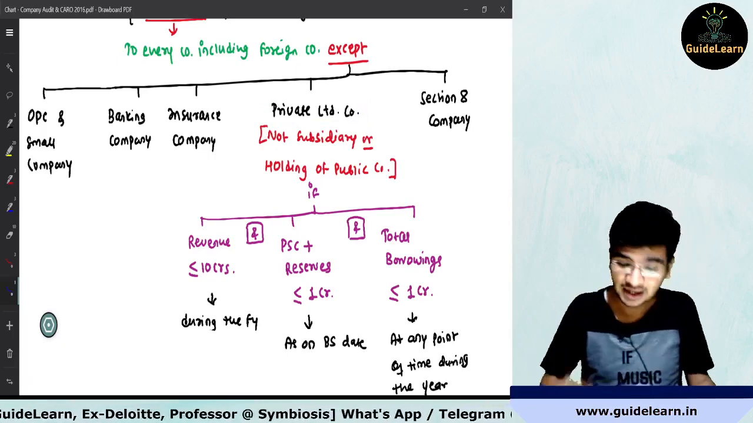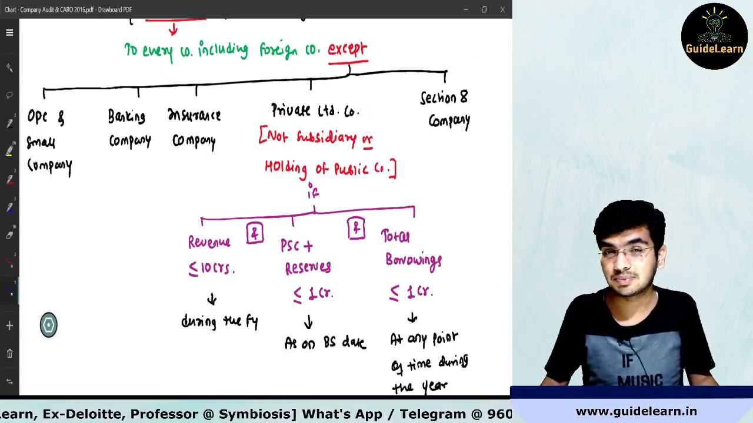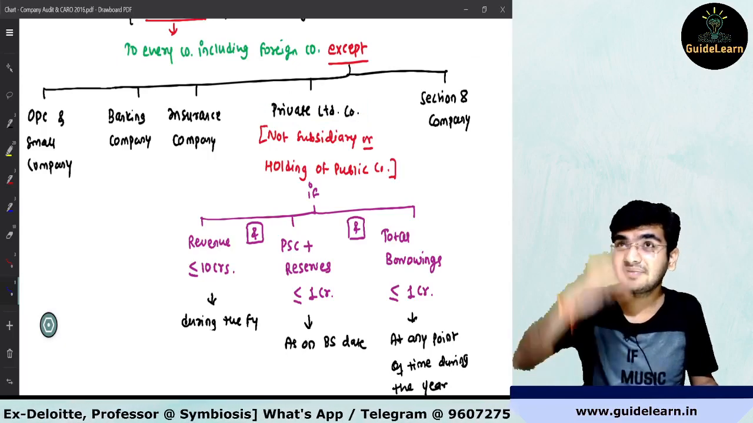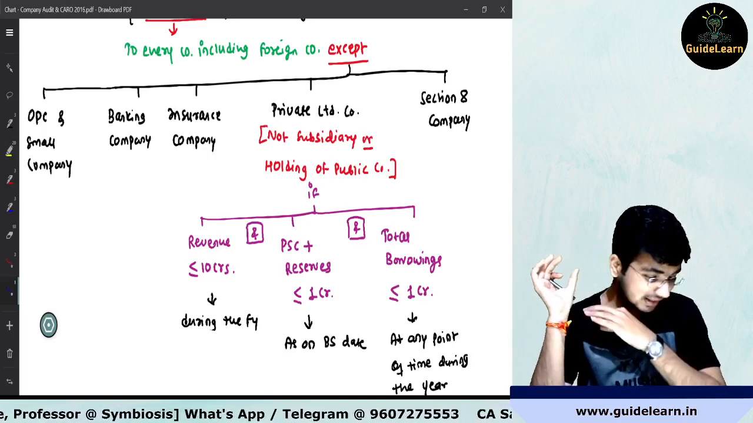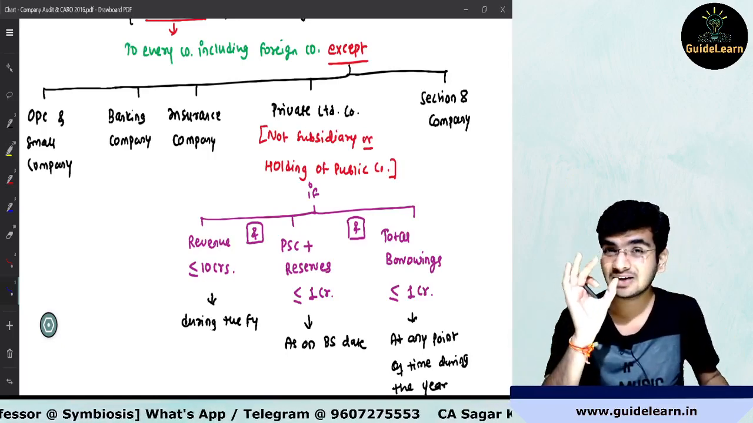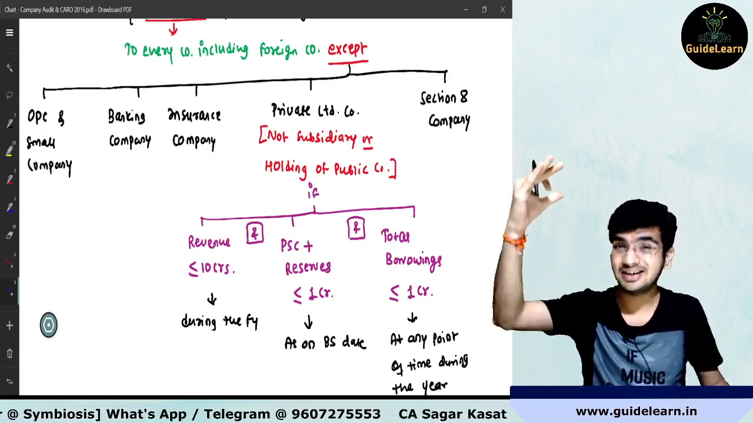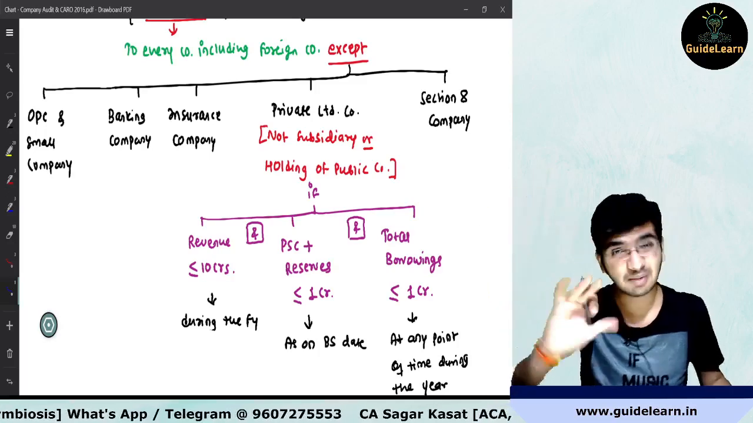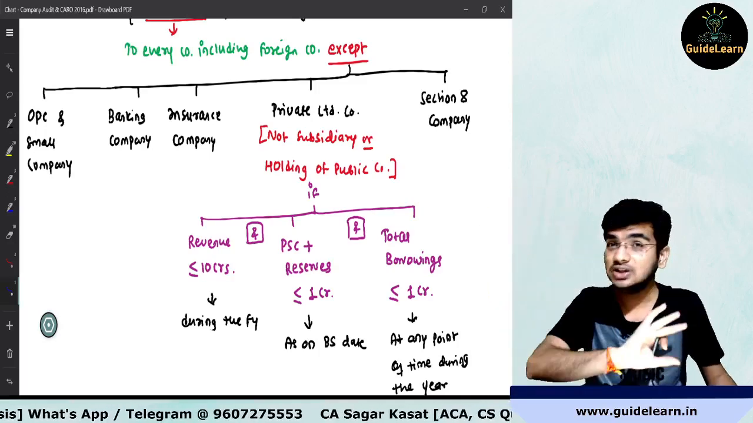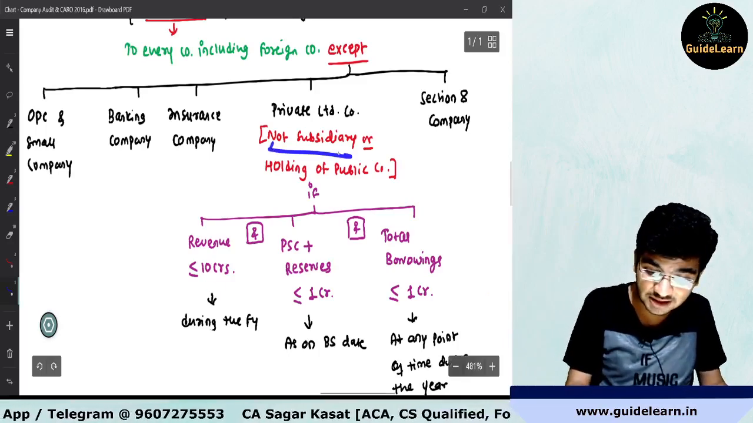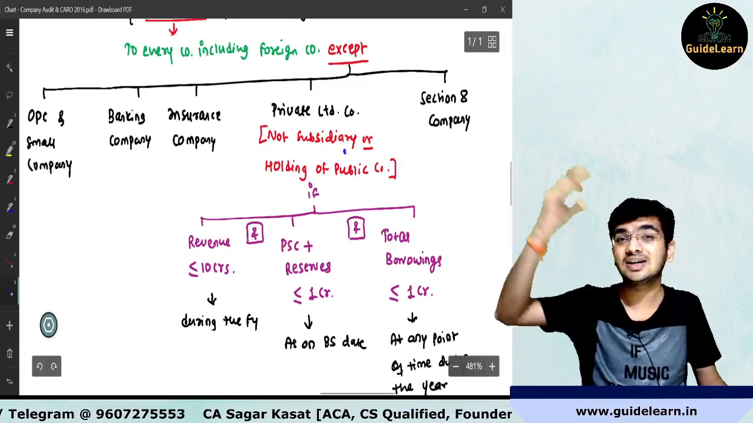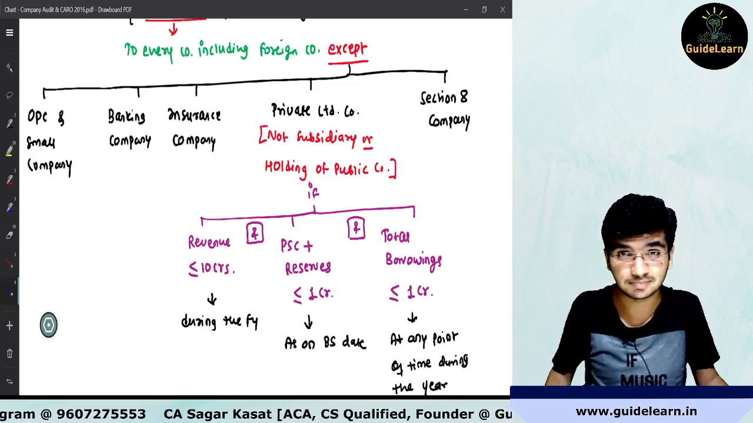Very first thing, the private limited company should not be a subsidiary of a public company. Why so? Because according to the Companies Act 2013, if any private limited company is a subsidiary of a public company, then that is deemed to be a public company. And obviously there is no exemption for public companies, and that is the reason that a private limited company should not be the subsidiary of a public company.